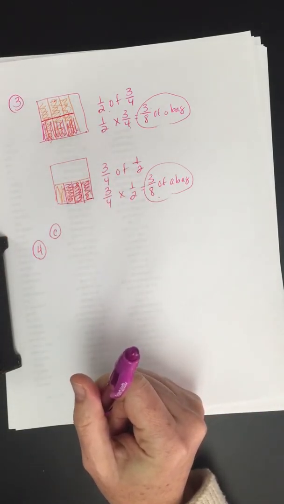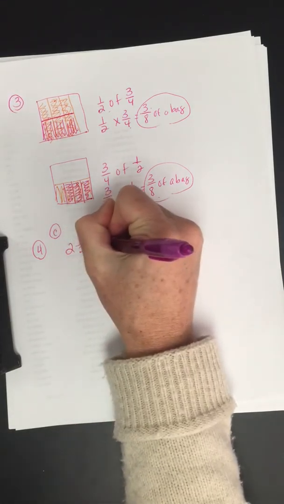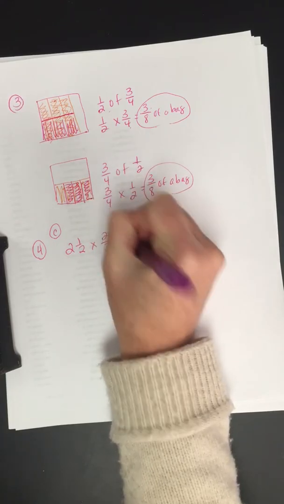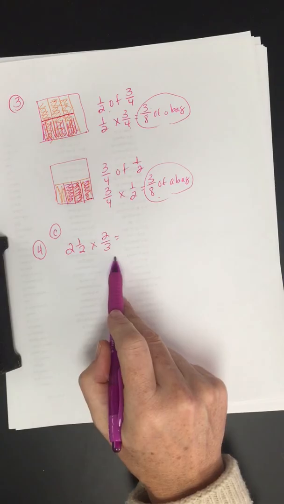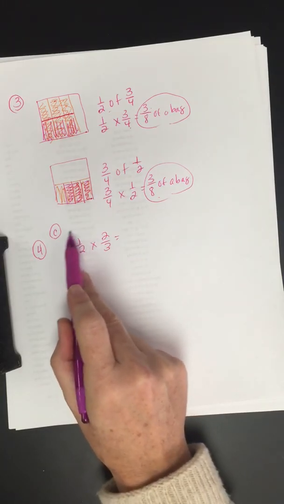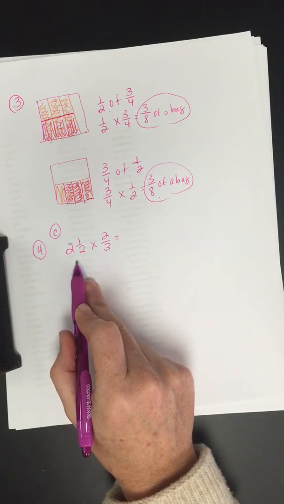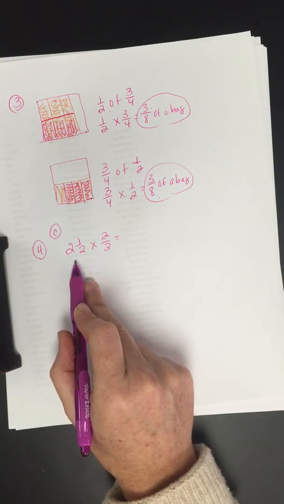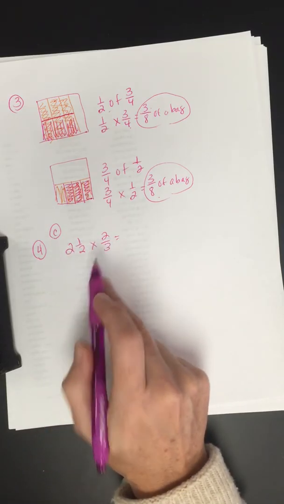4 says, write a story problem to fit the calculation below. Explain why the calculation matches the story. So the calculation they have is 2.5 times 2/3. So a story that might fit this is maybe you have 2.5 pans of brownies, and your friends came over and ate 2/3 of them. That would be an example of how it fits.